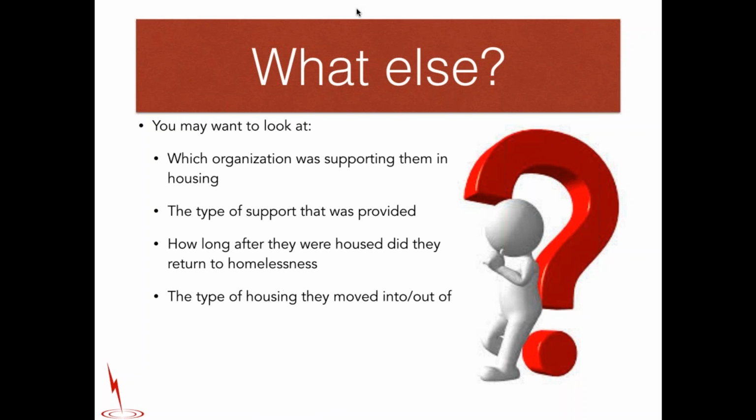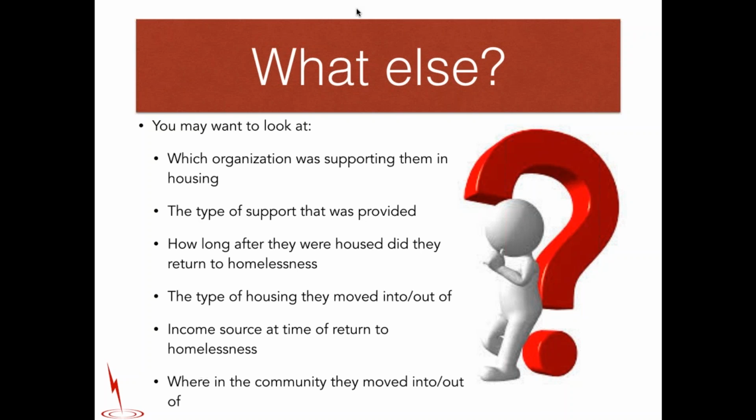You may also want to look at the type of housing that they moved into to see if there's any trends or anything of importance relative to a specific type of housing yielding better or worse results in your rapid rehousing program. Their income source at the time of return to homelessness, which could include whether or not they had any income at all, and where in the community they moved into or out of. In other words, are most of the people that are returning to homelessness people that moved into the same neighborhood or building within your community?